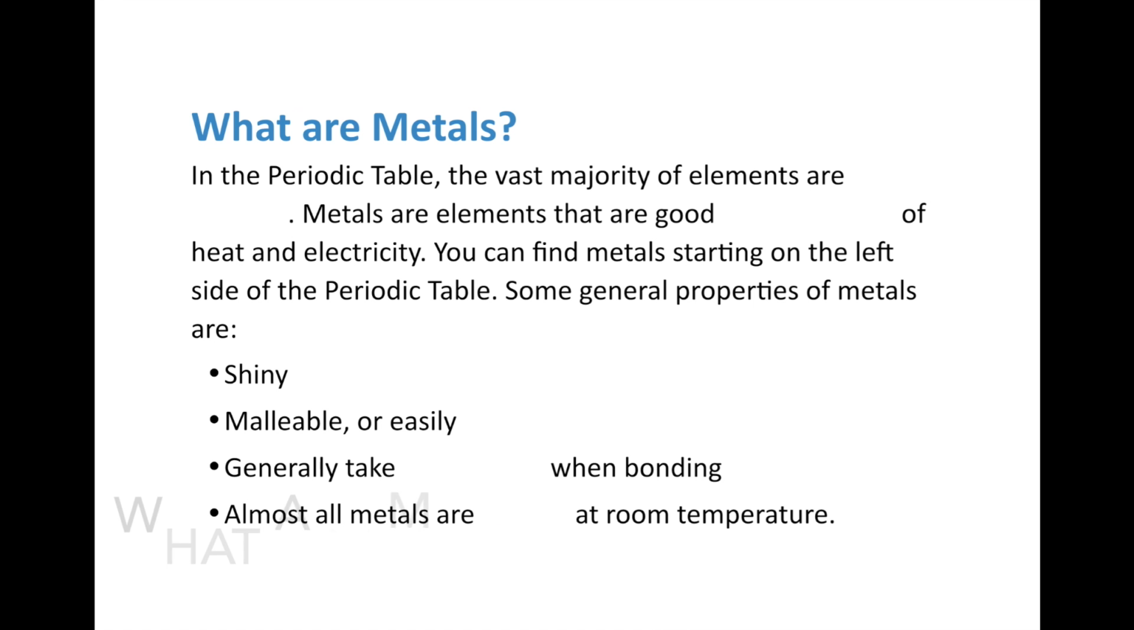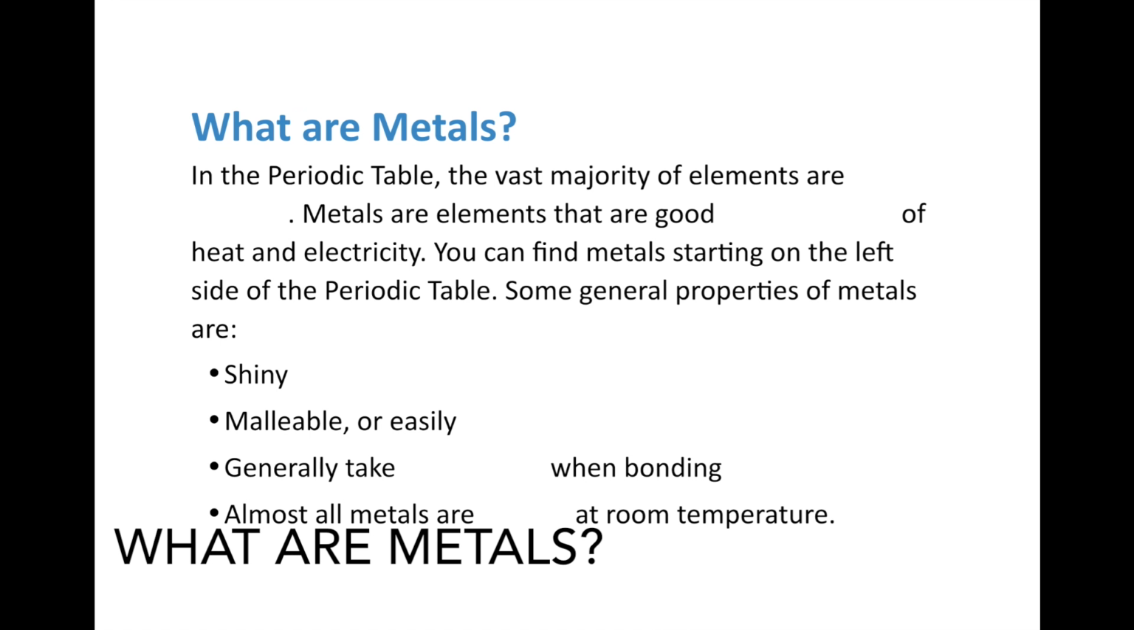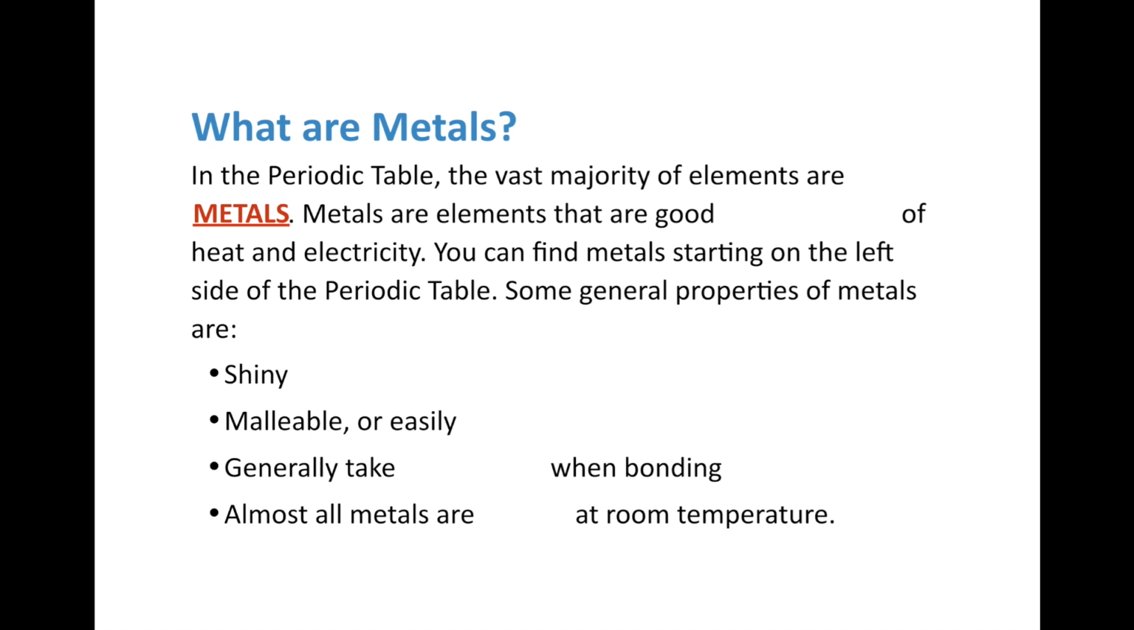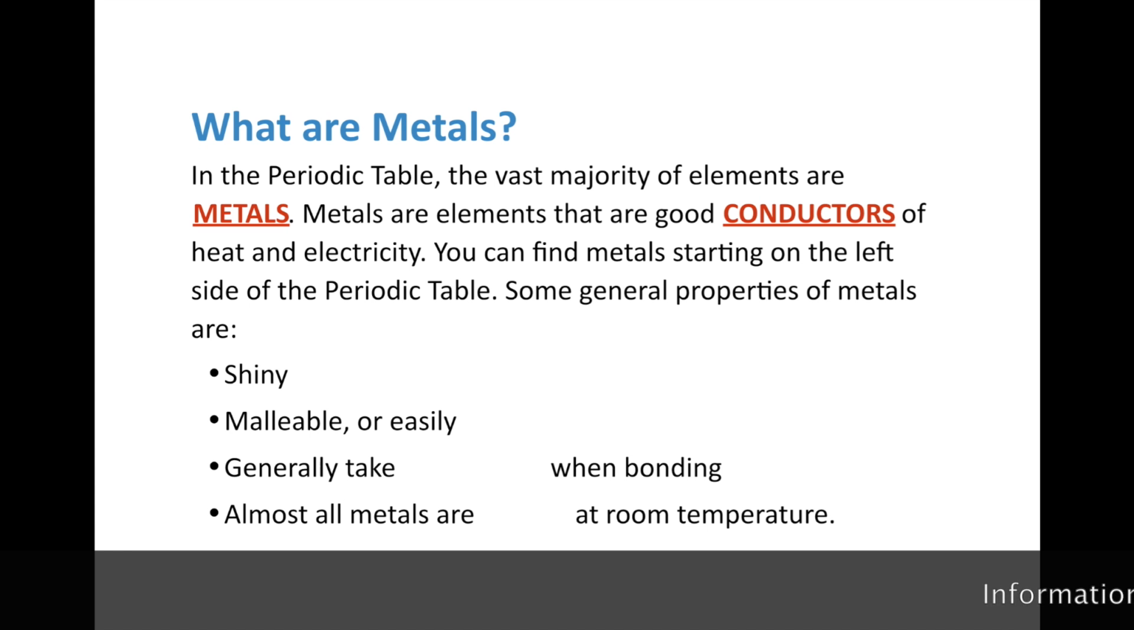In the periodic table, the vast majority of elements are what we call metals. Metals are simply elements that are good conductors of heat and electricity. You can find metals on the left-hand side of the periodic table. So most elements are actually metals. Things like gold and iron and silver are metals.